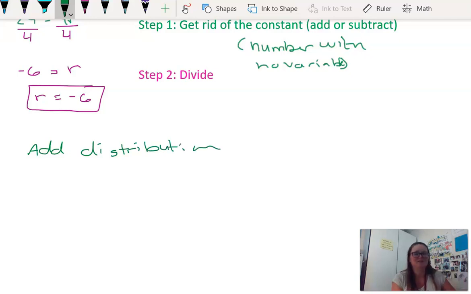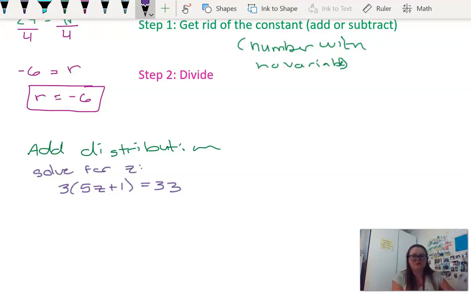So the question you might get there is something like 3 times (5z plus 1) equals 33. And we're going to solve for z. Now with these, the first thing you want to do is, well, distribute. So step 1, we're going to distribute.